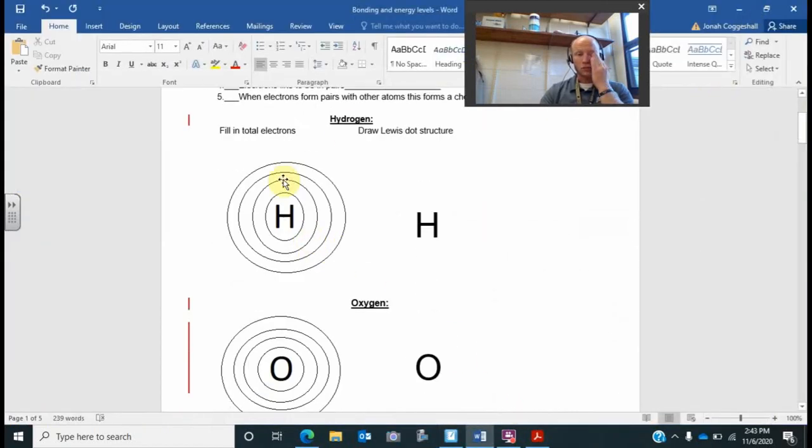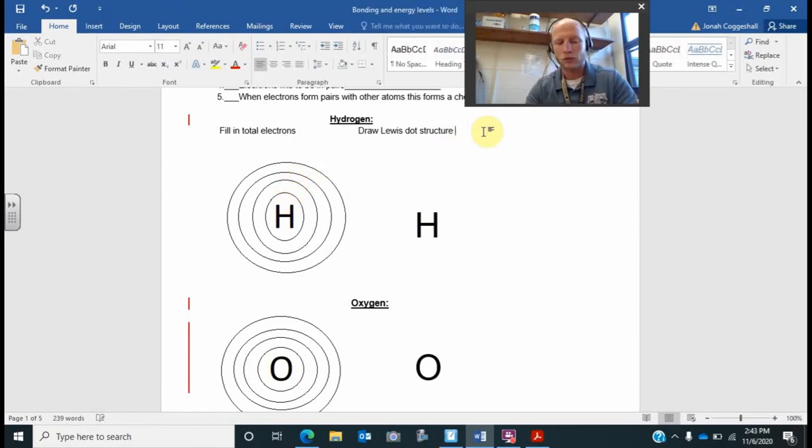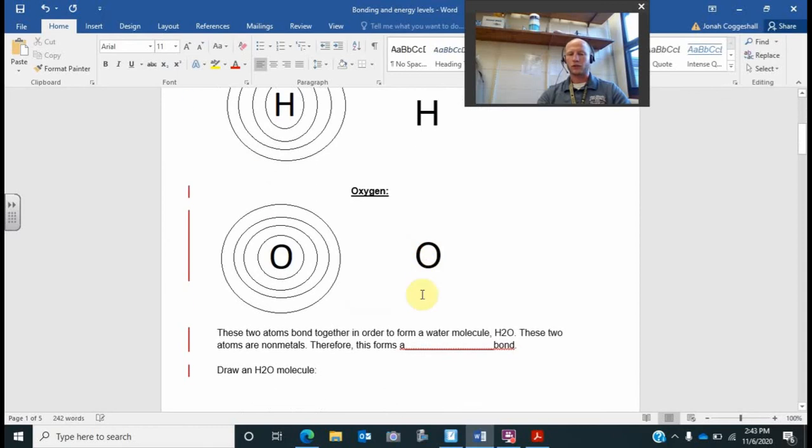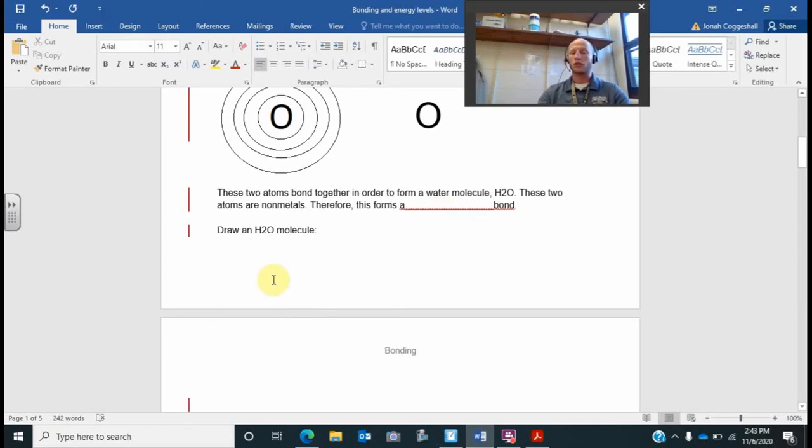If you split this down the middle on the left side here, I want you to show me how many total electrons are in each energy level. Here's energy level 1, here's energy level 2, 3, 4. Lewis dot structures show only valence electrons, so you're only showing me the valence electrons for these two. These are both non-metals, so they must be covalently bonded. Then you're going to draw me an H2O molecule.